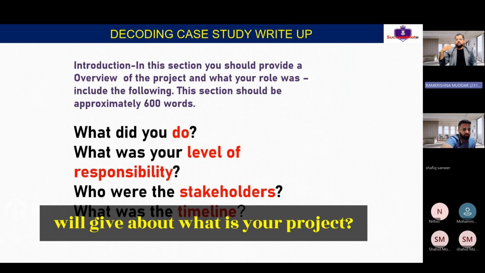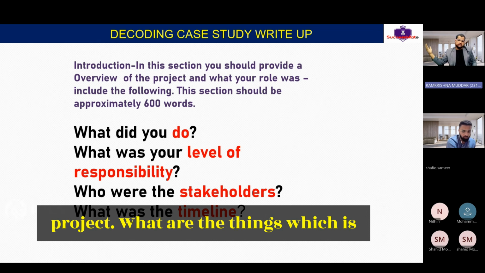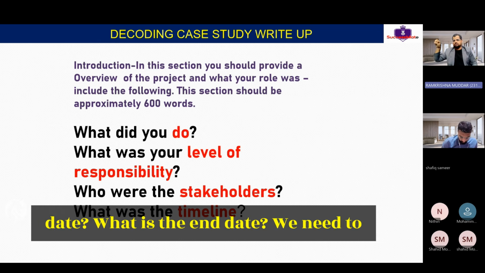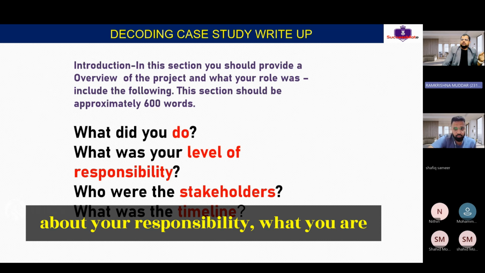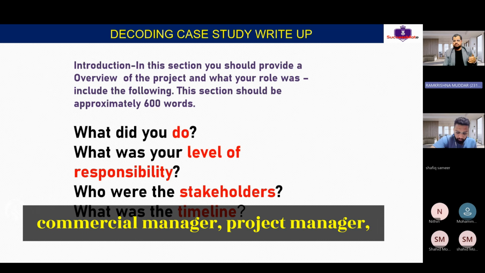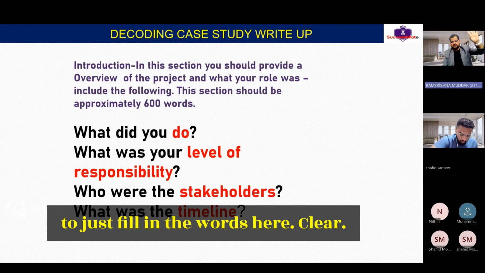This will tell about what your project is, what it is going to solve, that it is a residential project, what are the things included. So we need to take the contract documents, what is the start date, what is the end date, and write it. Clear? Also you need to write about your responsibility, what you are working as. You are working as a commercial manager, project manager, whatever you are, you have to fill in the words here. Clear?